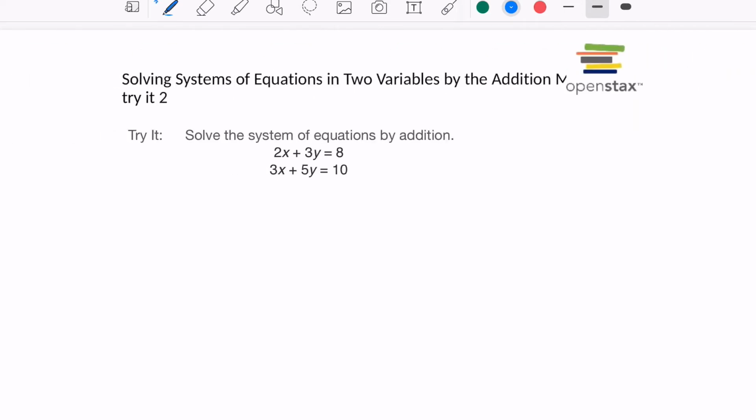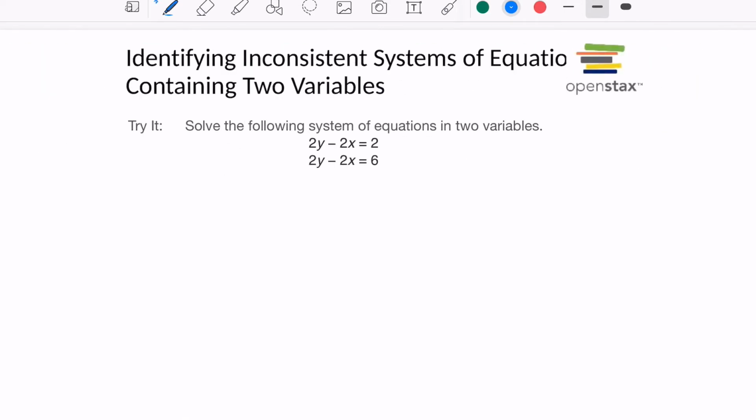Now, in the next one, let's try and identify an inconsistent system of equations containing two variables. So notice that this is a system where you have 2y minus 2x equal to 2 and 2y minus 2x equal to 6. Now, notice the coefficient here. Let's say we are eliminating y, then both of them are 2, so we have to multiply both with 2. Then you still get the same equation.